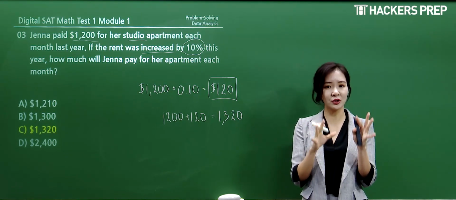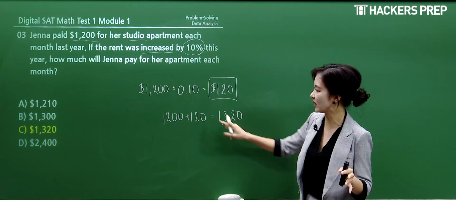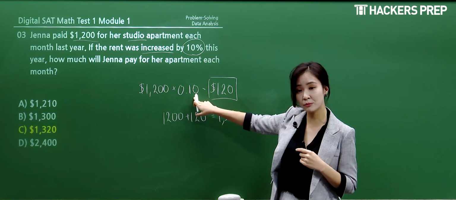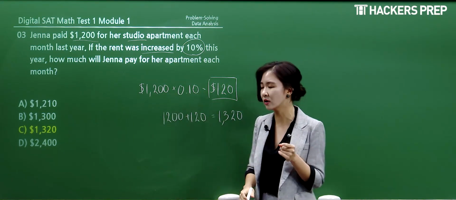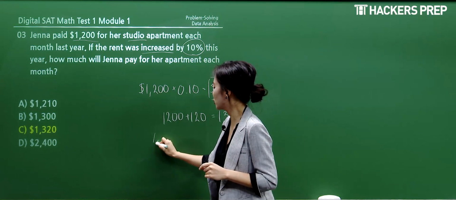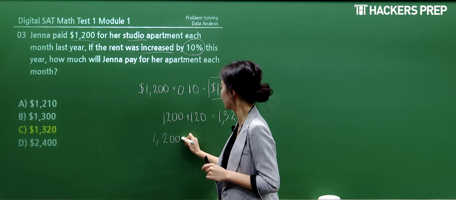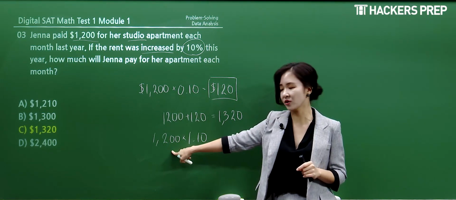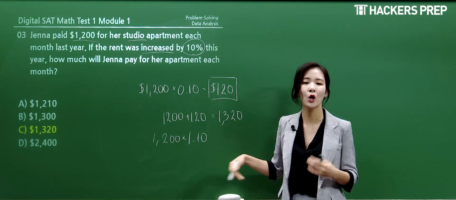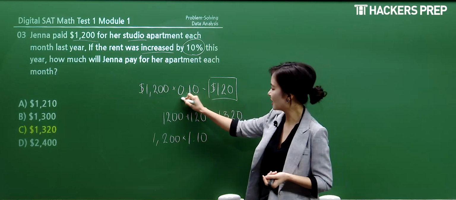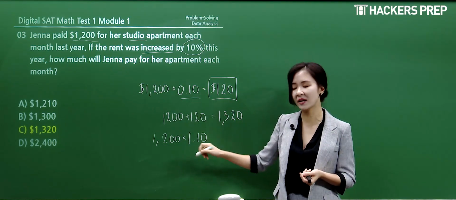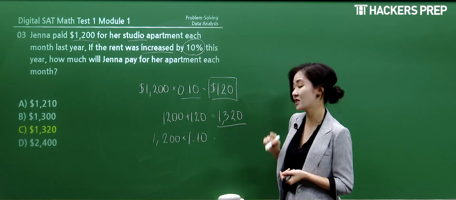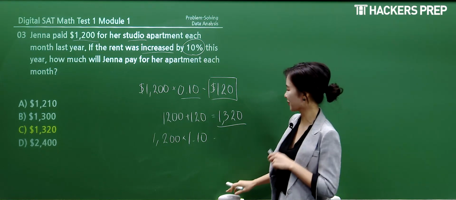Now, an alternative way of figuring this out is that we can, first of all, get the 10% of $1,200, or we can quickly do a shortcut where we do 1,200 times 1.1, which just means that we've added 10% to the original 100%, and that should also give you this value of 1,320. Great.